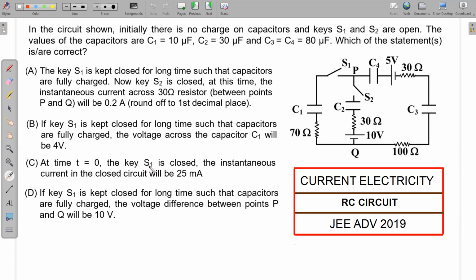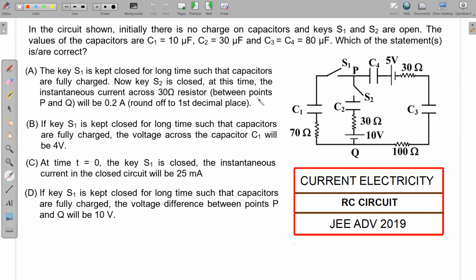And just after when you close the switch S1 at t equal to 0, what will be the instantaneous current in the loop formed? In D part, again, it is said that if S1 is kept closed for a long time, what will be the potential difference across these points P and Q?